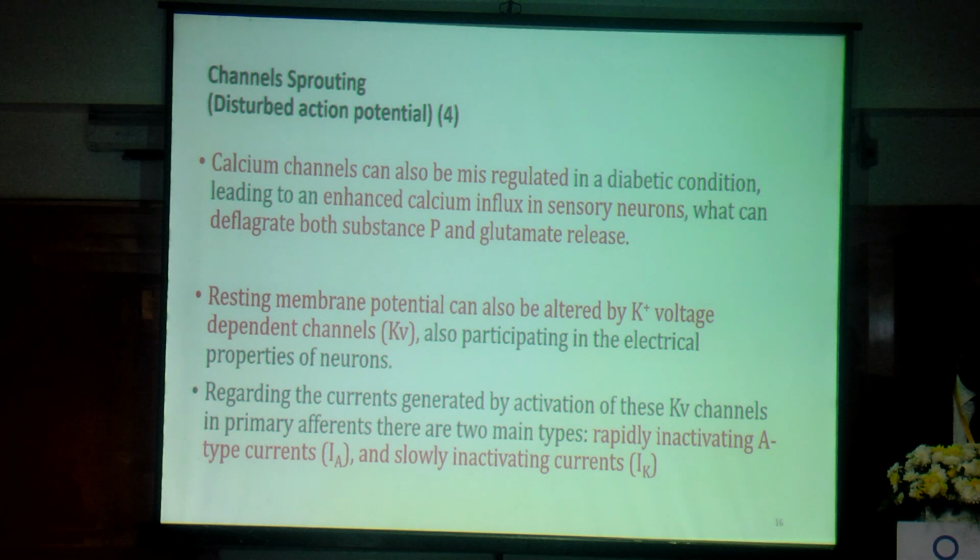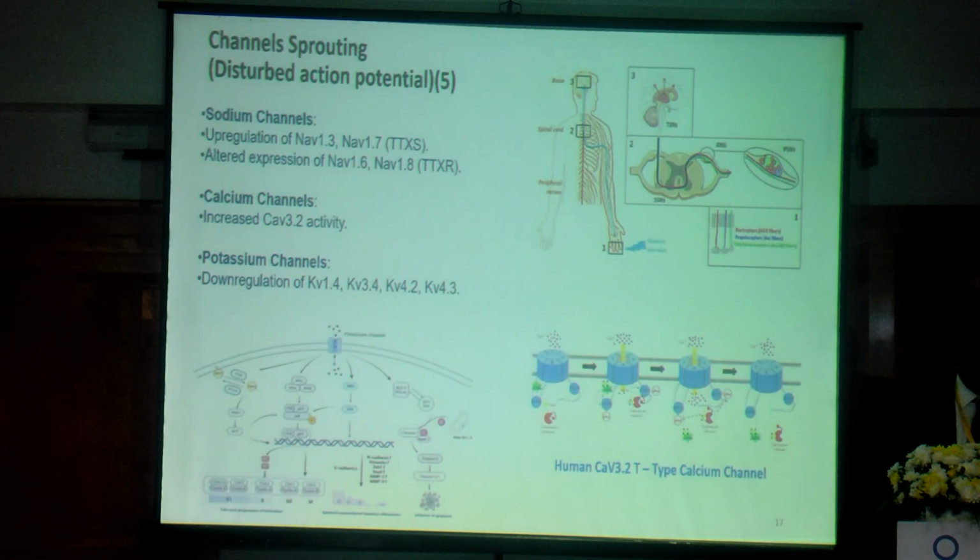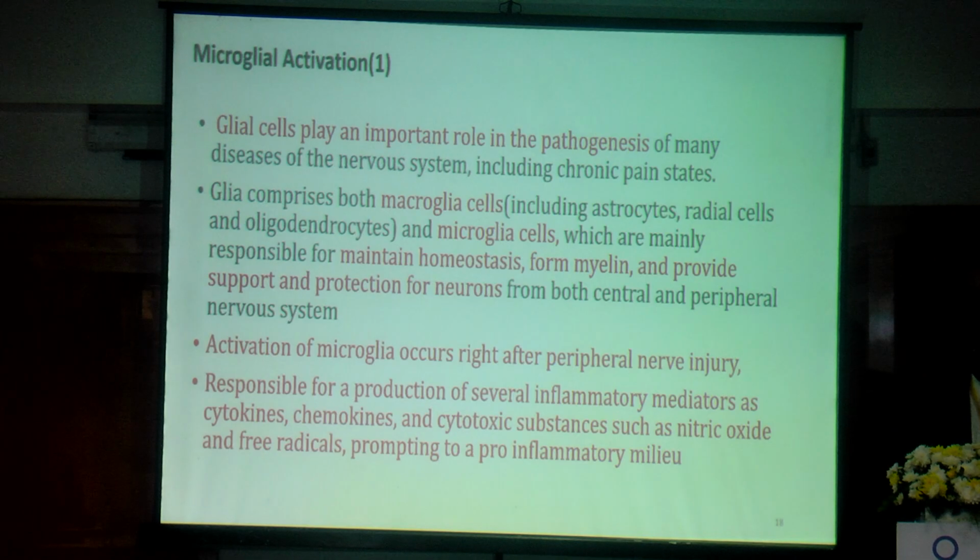Regarding the current generated by activation of these KV channels in primary afferents, there are two main types: rapidly inactivating A-type currents and slowly inactivating currents. So we can see the sodium, potassium, and calcium channels. All these factors contribute to the decrease in the action potential and the reduction in nerve conduction velocity. This is the diagrammatic representation of the sodium, calcium, and potassium channels. The other activity you can see is the microglial activity. Glial cells play an important role in the pathogenesis of diabetes, and macroglia, both are there, maintaining homeostasis of myelin and providing support and protection of the neuron cells.